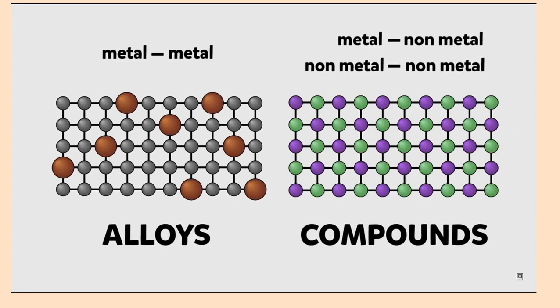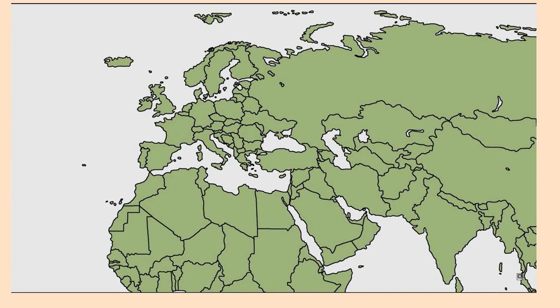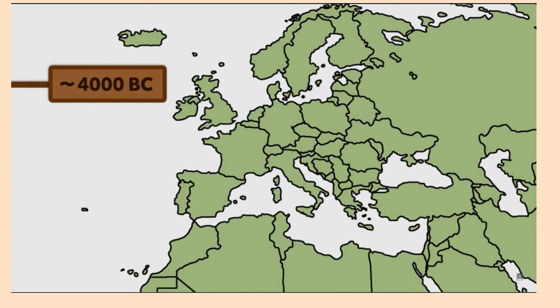Contrast this with compounds between metals and non-metals, or between non-metallic elements, where the proportions of each element are fixed. The oldest example of an alloy, perhaps, is the way bronze took over from copper in the early human communities of Europe around 6,000 years ago.